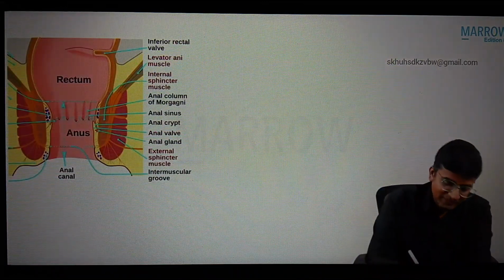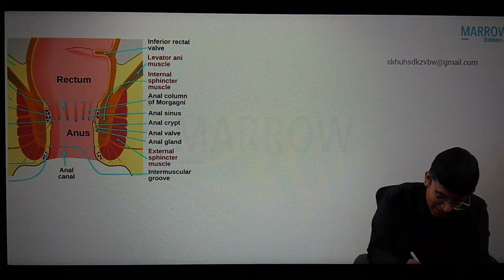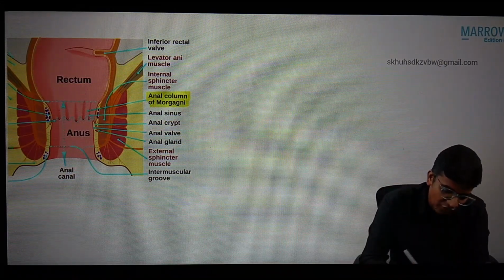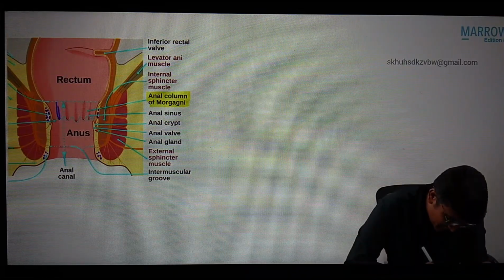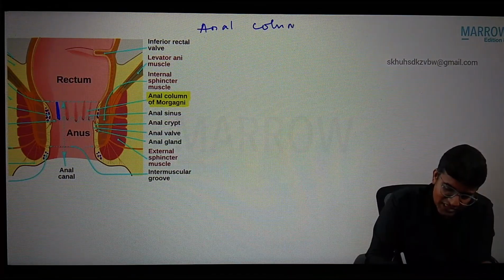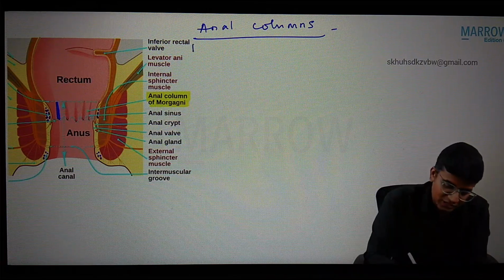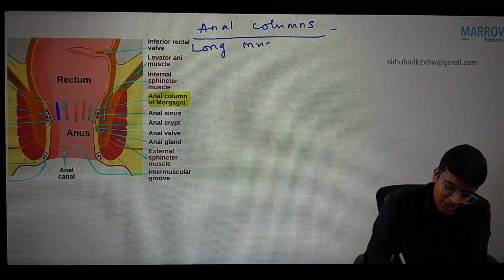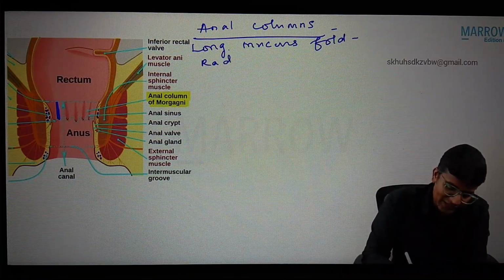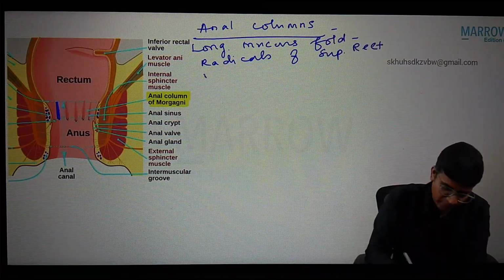So these are the differences between the upper part and the lower part of the anal canal. Now we're going to see in detail the features of the upper part. In the upper part, we see the longitudinal mucous folds. They are called anal columns of Morgagni. These longitudinal mucous folds contain the radicals of the superior rectal vein.